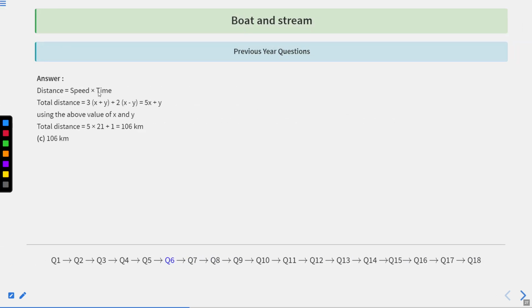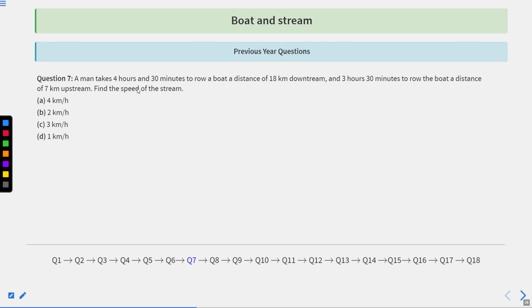So the distance equal to speed times time. So the total distance is going to be 3 times of x plus y plus 2 times of x minus y, that is 5x plus y. So using the above values of x and y, the total distance is going to be 5 times 21 plus 1, which is 106 kilometer. So the correct answer here is option number C, 106 kilometers.